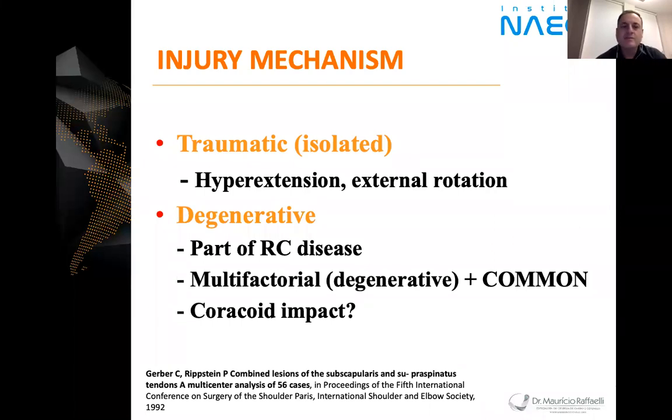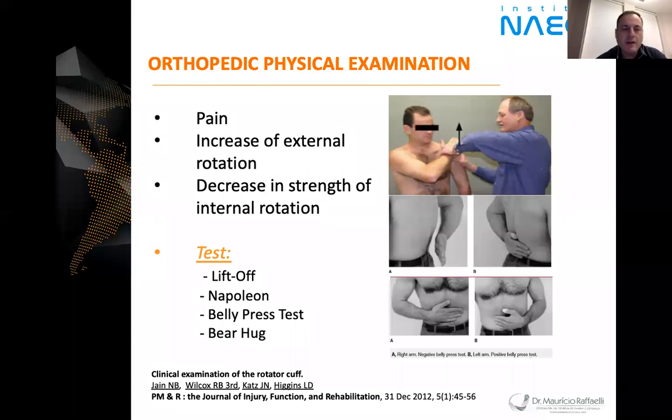The injury mechanism found in the subscapularis is traumatic and degenerative. The traumatic is related to hyperextension and external rotation, and the degenerative may be related to the pathology of the cuff, which is more common and may be related to impingement of the coracoid too. Usually pain, increase of external rotation, and loss of internal rotation strength are complaints found in subscapularis tears. And tests such as lift-off, Napoleon, belly press test, and bear hug test can help us in the diagnosis of these injuries.